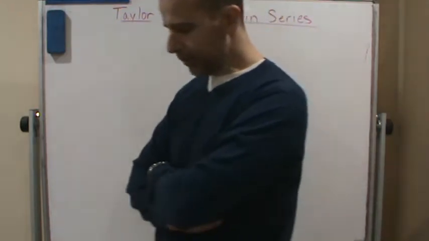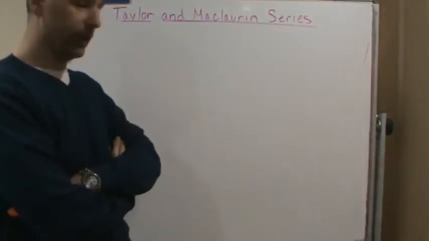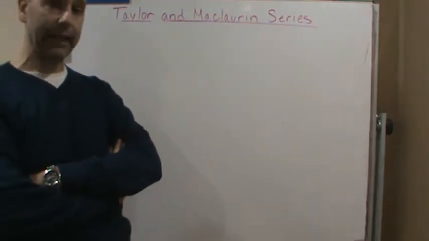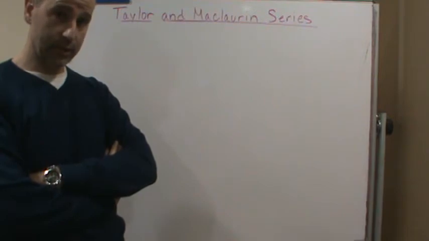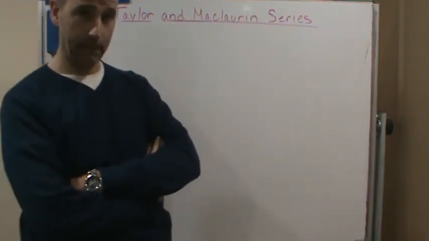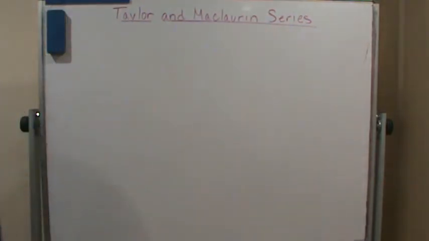And so we're going to start with the idea of finding Taylor series representations and Maclaurin series representations for functions. And in addition to that, finding the interval of convergence. Okay, so that's what we're going to start doing, and so let's find the Taylor series for this function.